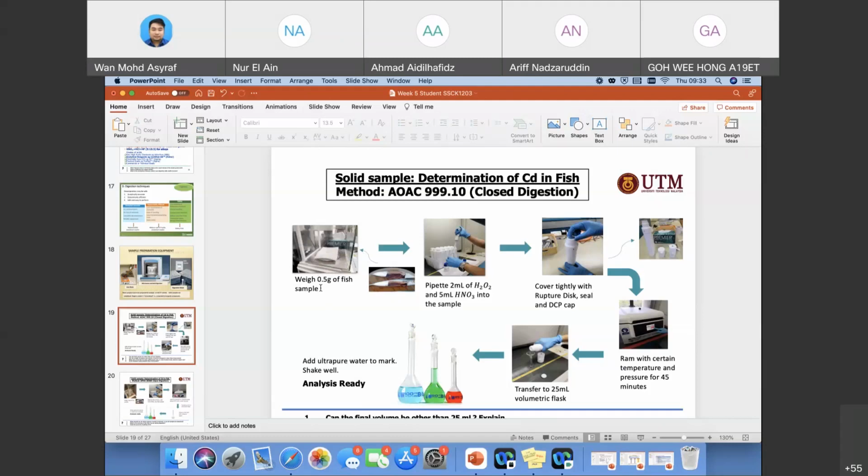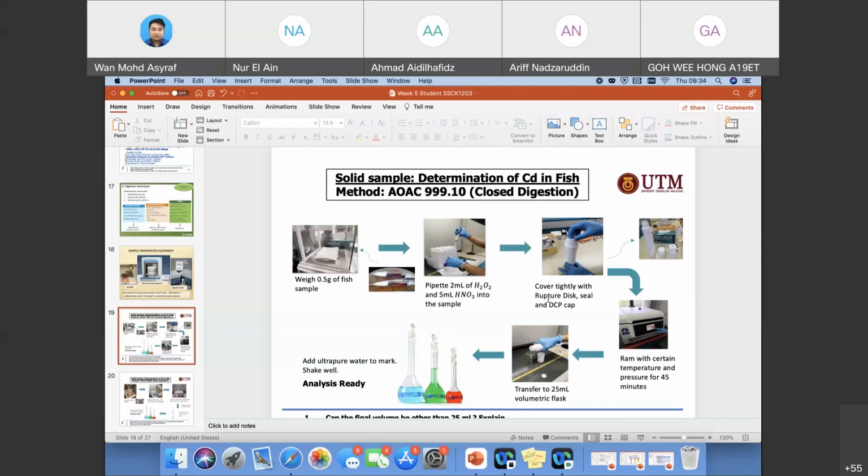So the analytical balance is very powerful in terms of a weighing scale, because it is up to 4 decimal points. So weigh 0.5 gram of your sample, which in this case has been chosen as the gut portion of your fish sample. Then you add 5 ml of peroxide, H2O2, and 5 ml of nitric acid into your sample. So basically, this is the start of the digestion process. We have been using peroxide and also nitric acid.